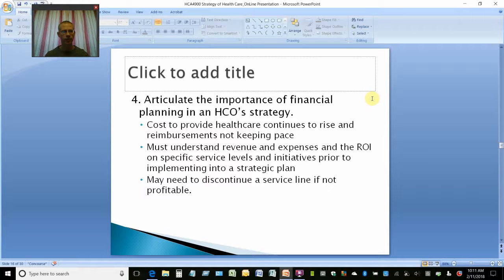Articulate the importance of financial planning in an HCO strategy. Financial planning, some of the same reasons that the CFO is involved in crafting strategy. You need to look at the revenue, expenses, the return on investment. You may need to discontinue a service line if it's not profitable. Having the CFO involved and looking at the financial planning will continue to make sure that the organization is successful.